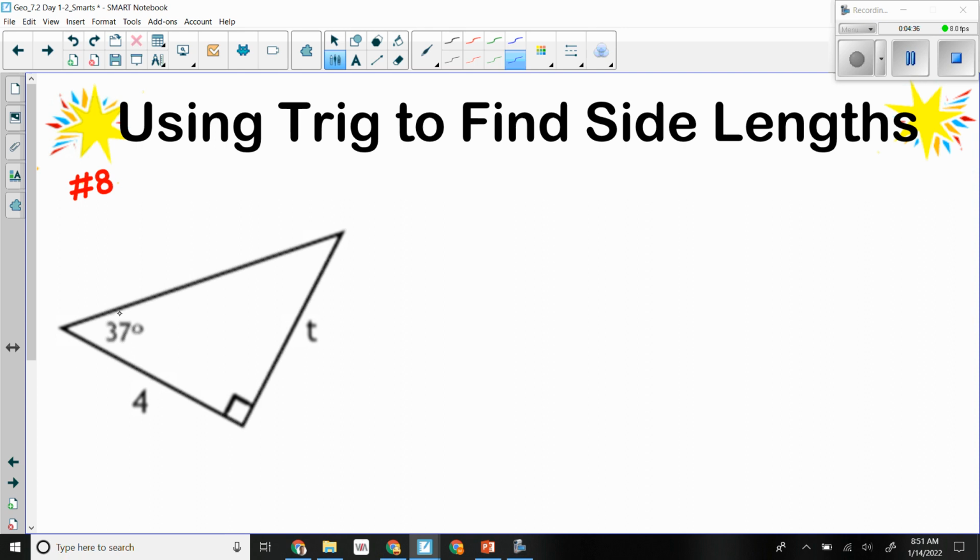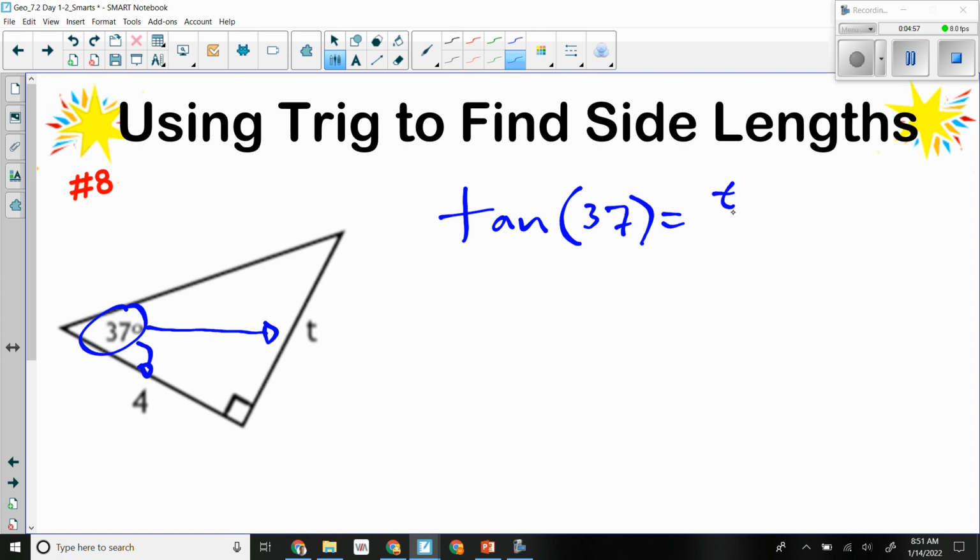Number 8, this one, our angle that we're given is 37 degrees. Compared to that, I have my opposite leg as well as my adjacent leg. So OA, that's going to be TOA, T-O-A, in our Sohcahtoa, which means I need the tangent. So I'm going to do tangent of 37 equals my opposite t over the adjacent 4. Multiply both sides by 4.